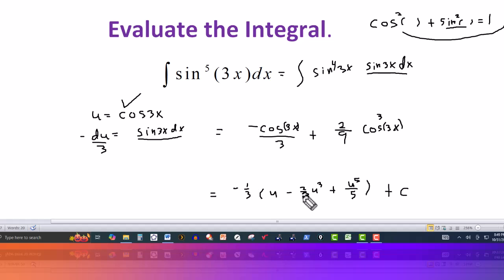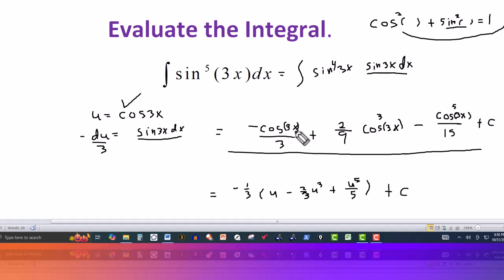And then for the next one, we're multiplying by minus 1/3, so u to the fifth over 5 multiplied by negative 1/3, and then we replace the u by cosine of 3x, so this will be a minus 1 over 15. I could put the 15 under here, in the denominator, and this will be cosine to the 5th power of 3x, and plus the constant of integration. So we get minus cosine of 3x over 3 plus 2/9 of cosine to the 3rd of 3x minus cosine to the 5th of 3x over 15 plus the constant of integration.